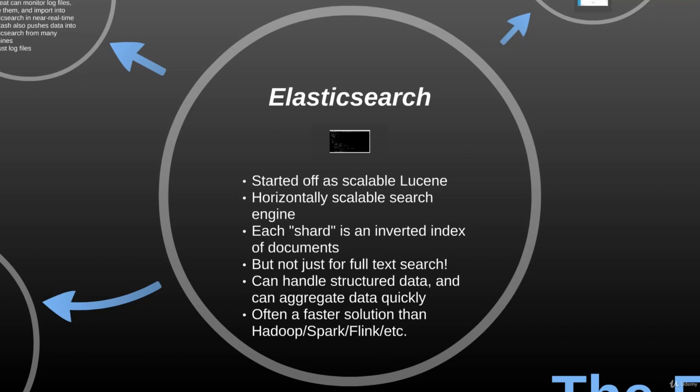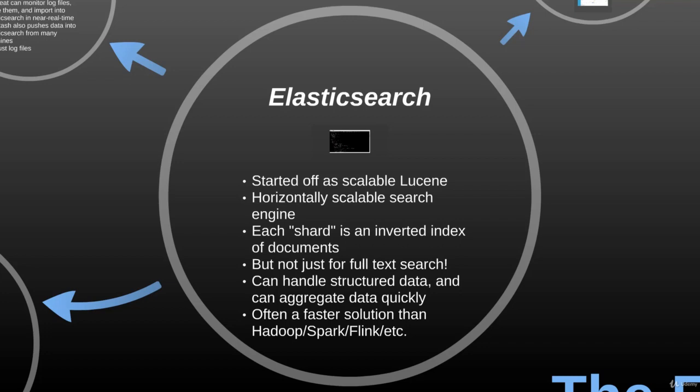However, Elasticsearch has evolved to be much more than just Lucene spread out across a cluster. It can be used for much more than full text search now, and it can actually handle structured data and aggregate data very quickly. So it's not just for search, it can handle structured data of any type. And you'll see it's often used for things like aggregating logs.